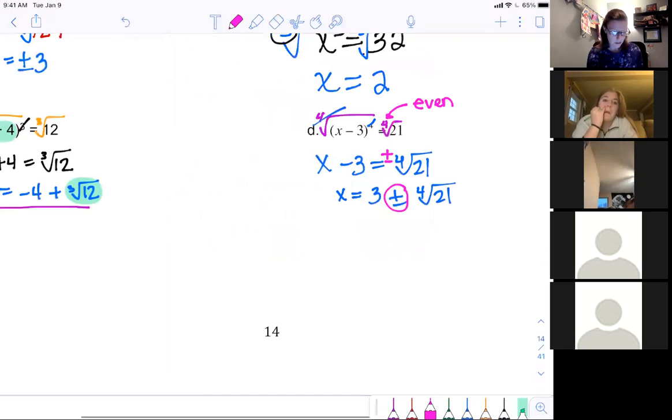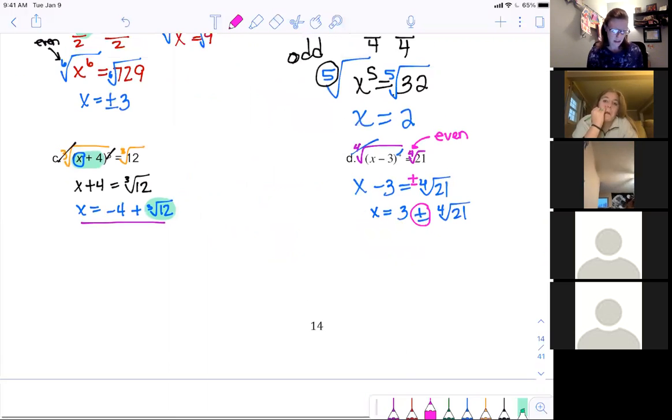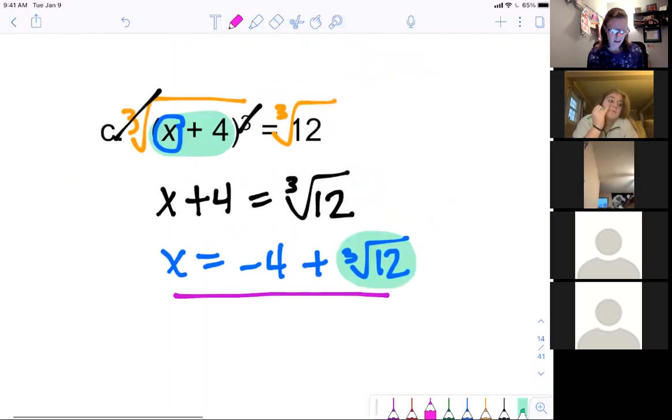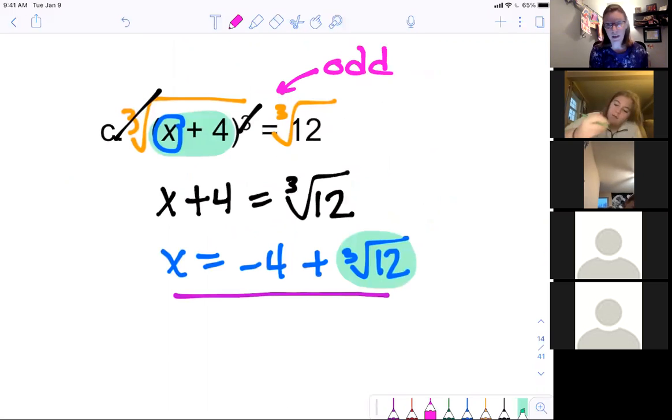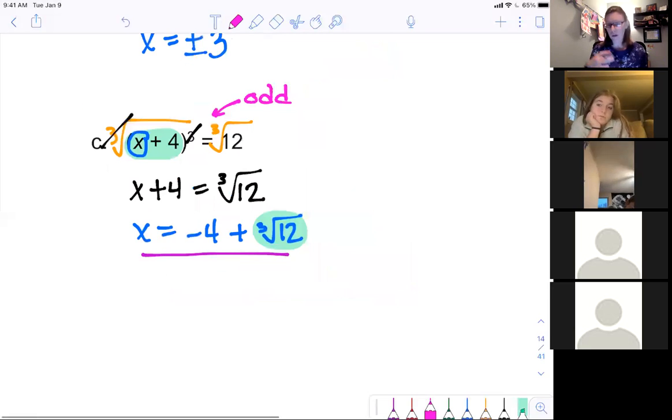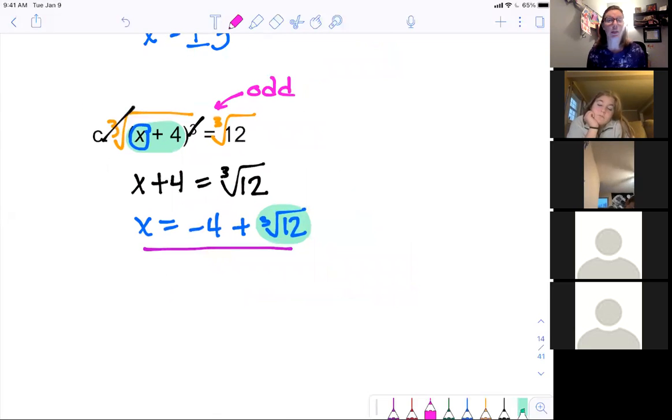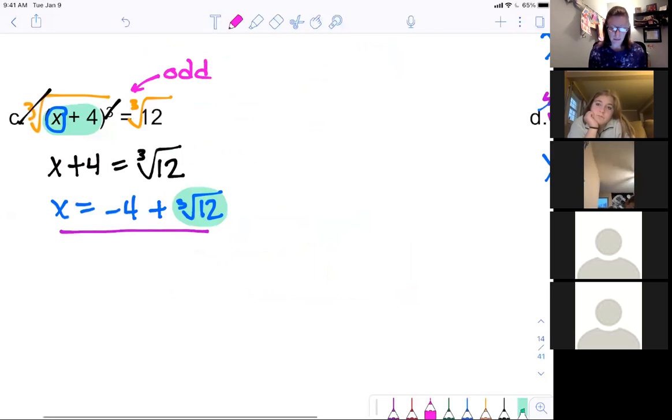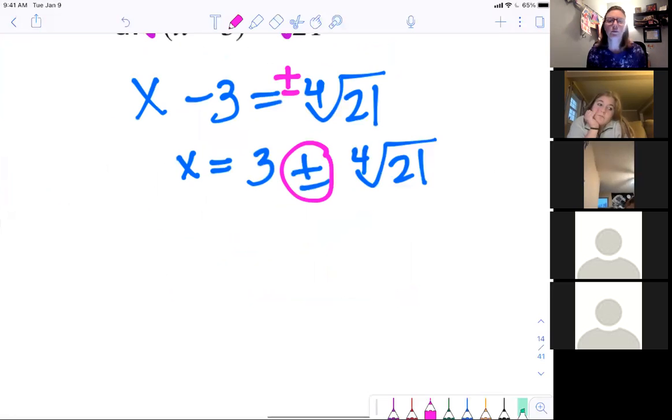If we look next door to letter C, this was an odd root. And when it's odd, there isn't a plus or minus because 3 positives make a positive or 3 negatives remain negative. It doesn't have that extra pair. So it only is a plus or a minus, whatever that quantity happens to be, the value of the number underneath. Nice job, Brooke, remembering that plus or minus as well.